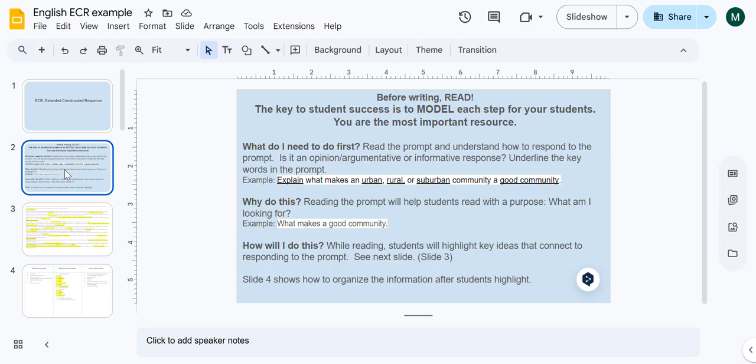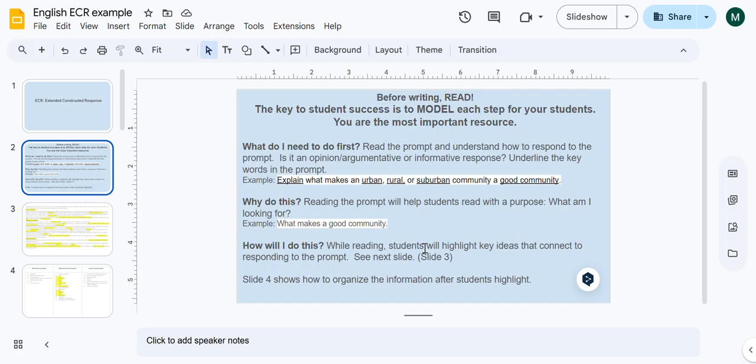So why do you do this? Why do you have your kids read it and understand it and underline keywords? Because now they're going to have a purpose, okay? They're going to read the prompt. This will help them read for a purpose. What am I looking for? Well, I'm looking for what makes a good community. So now, as they're reading, they're going to be reading with a purpose, and I have them highlight. So how will I do this?